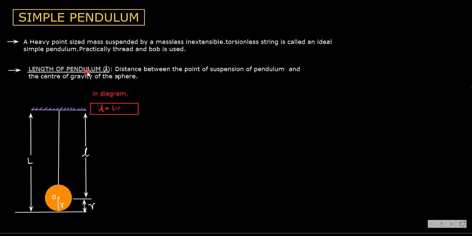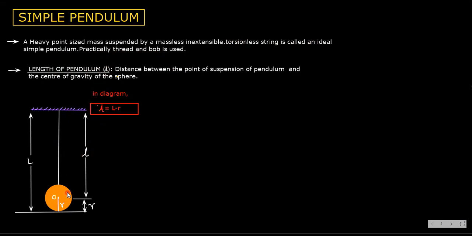So length of pendulum, that is denoted by small l, is what? The distance between the point of suspension to the center of gravity of the spherical bob is nothing but your length of simple pendulum.